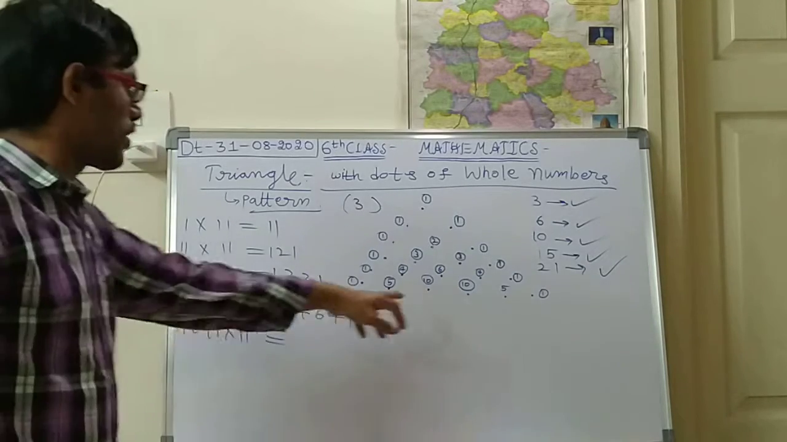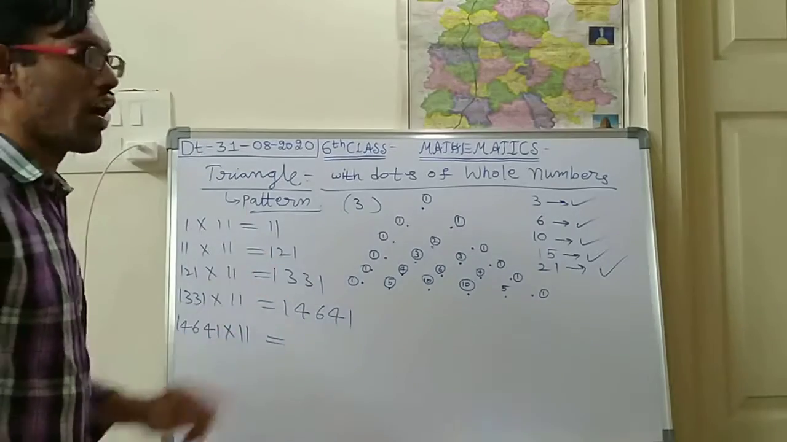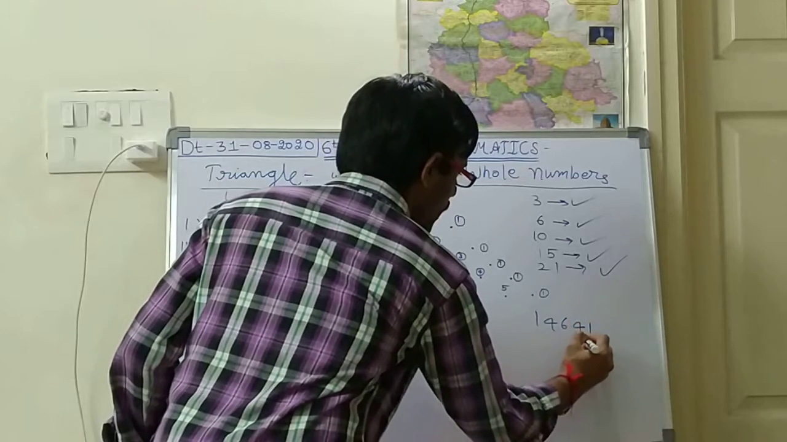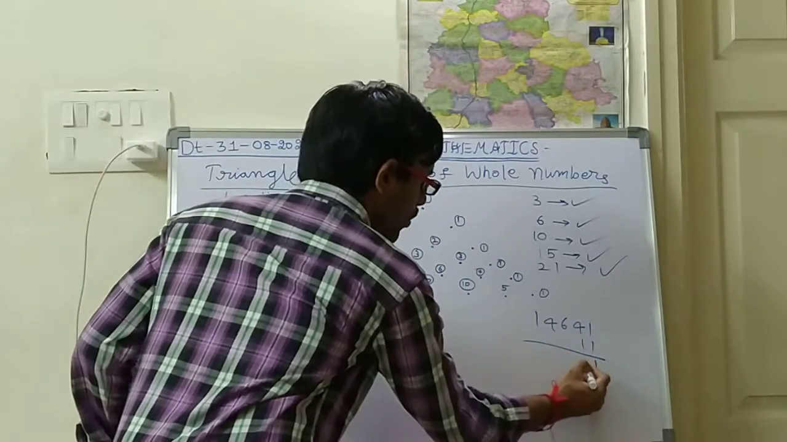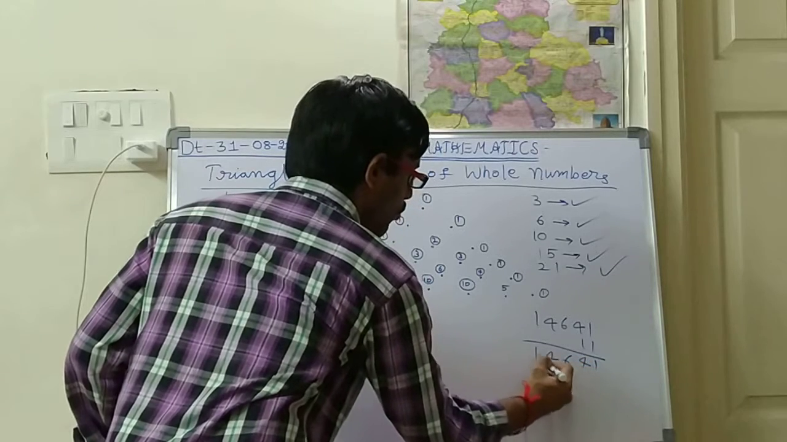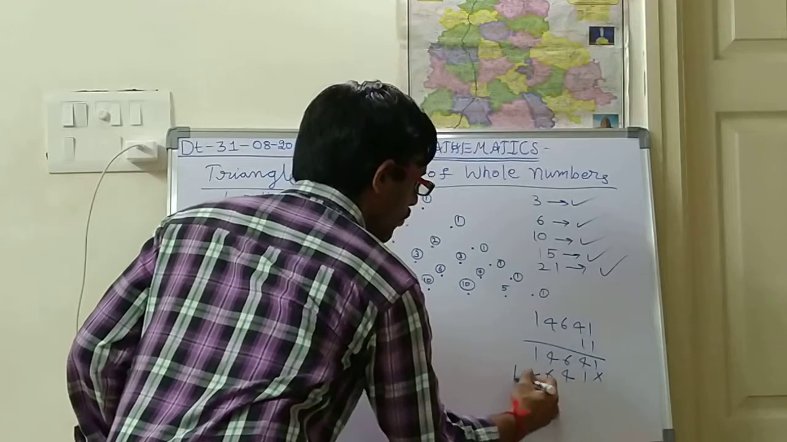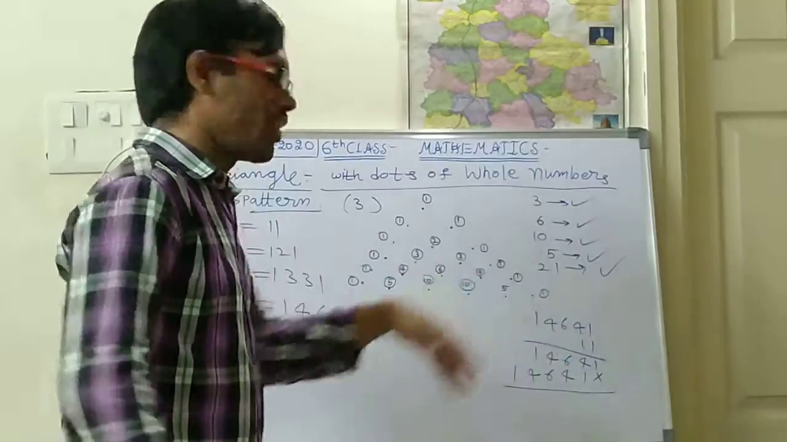What is this answer? Here for this, 10 is coming, so for this we have to check once again. 1, 4, 6, 4, 1 into 11, what will be the result? We have to check. 1, 4, 6, 4, 1. Next 1, 4, 6, 4, 1. Multiplication with 1 only, so that's why the same number will be coming.